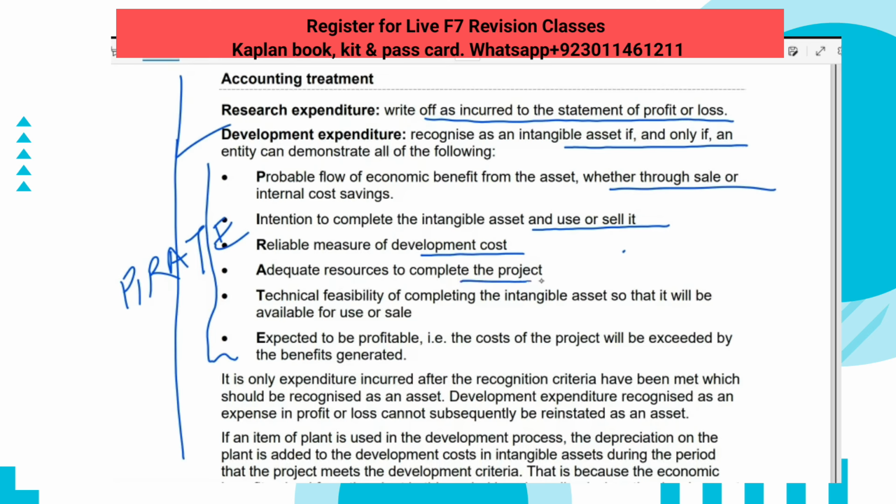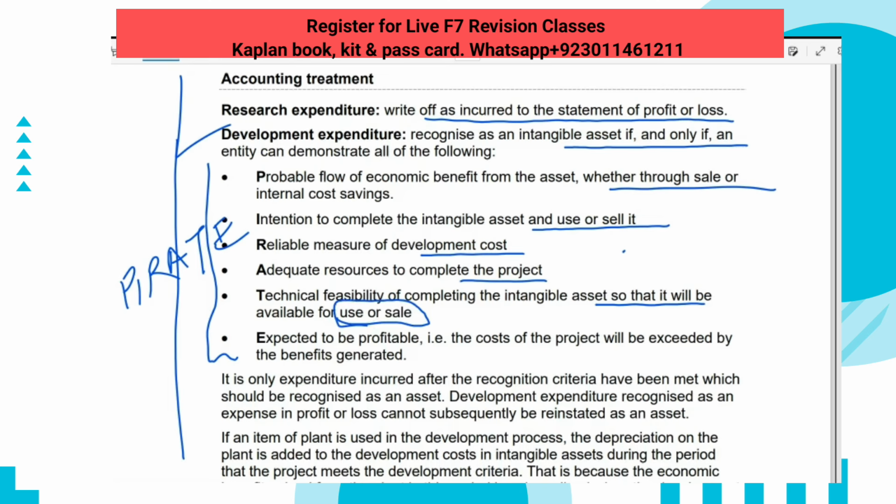I for intention to complete the intangible asset and use or sell it. R for reliable measurement of the development cost. A for adequate resources to complete the project. If it is incomplete halfway, it will be a cost. This is not recognized if it is not fulfilling these criteria.